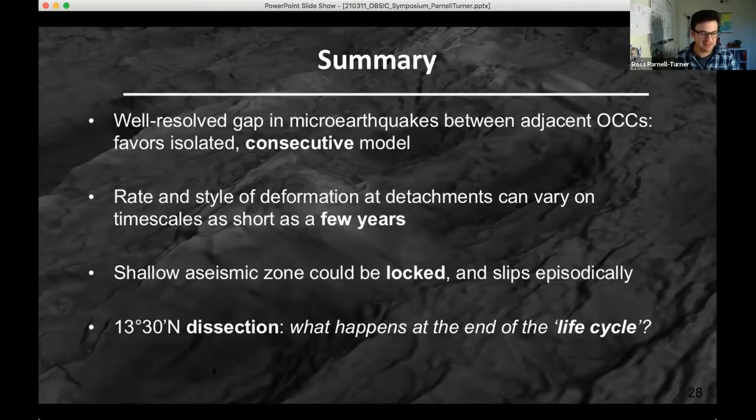And then lastly, we saw at the 1330 detachment, we might have evidence for it being dissected by this linear pattern of microearthquakes, which might be telling us something about what happens at the end of the life cycle of a detachment fault and what happens when that fault is abandoned. So thank you very much, and I'll leave it there.